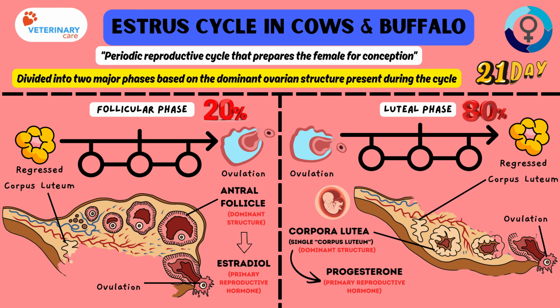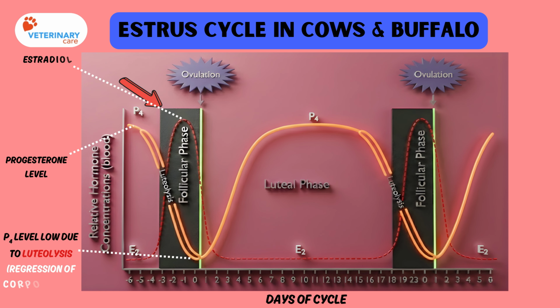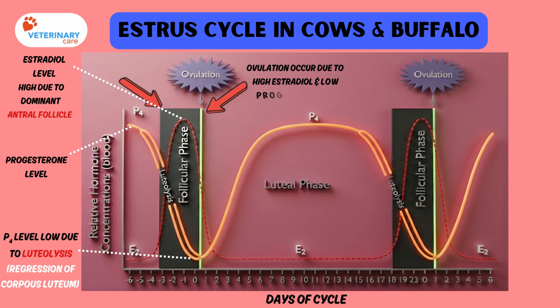Now, when we view both phases together in the context of this graph, the estrus cycle becomes easier to understand. The horizontal axis represents time, while the vertical axis shows relative hormone concentrations in the blood. During the follicular phase, progesterone levels, seen as the skinny yellow line on the graph, are low due to regression of the corpus luteum, while estradiol levels, seen as the red dotted line on the graph, rise as dominant follicles develop. This increase in estradiol leads to estrus behavior and terminates in ovulation, shown at the transition point between phases.